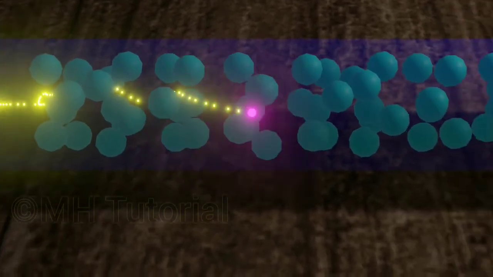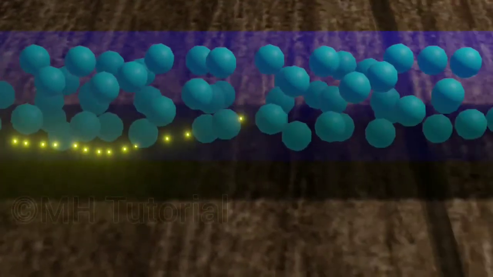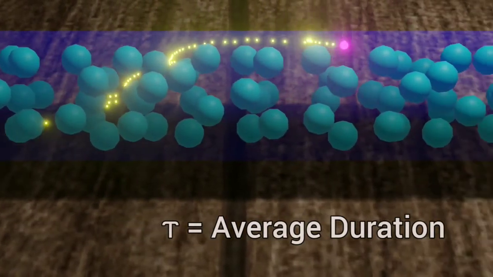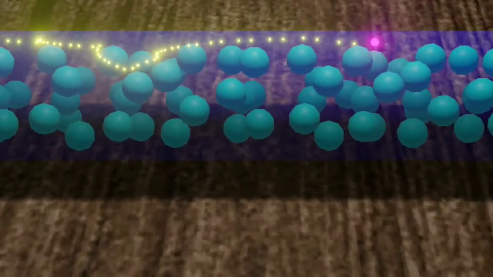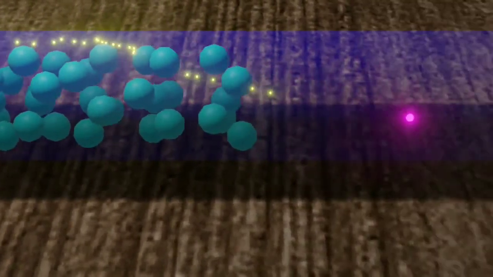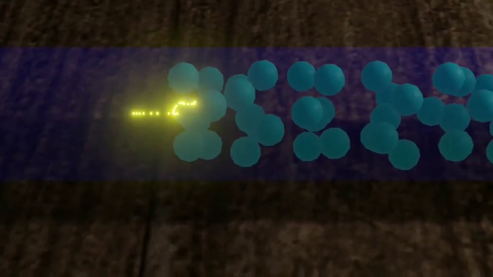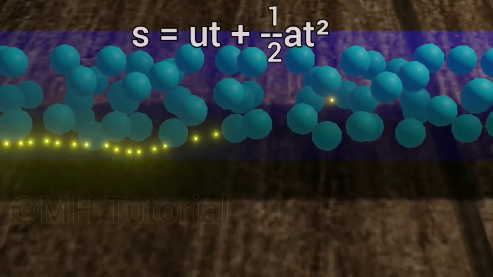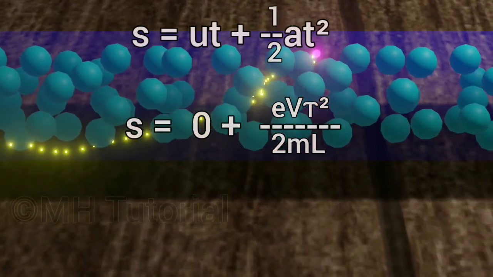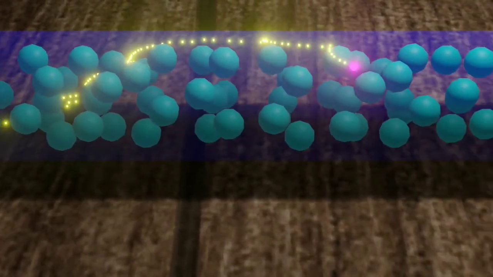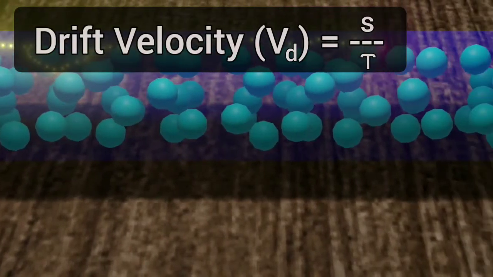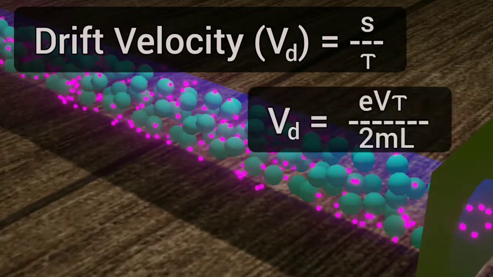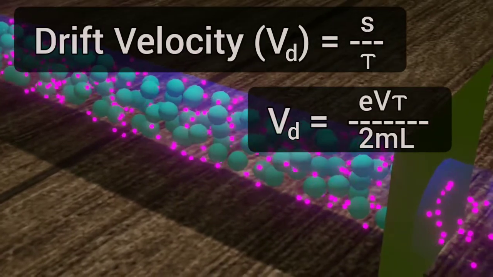Inside the wire, an electron undergoes random collisions against the atoms. Suppose tau be the average duration between two consecutive collisions. In this small interval of time, an electron gets acceleration and manages to travel a finite distance. Let this distance be s. Using s equal ut plus half a t square formula, we get s equals half eV tau square by mL. Therefore, average velocity or drift velocity of an electron is s by tau, or vd equal to eV tau by 2mL.